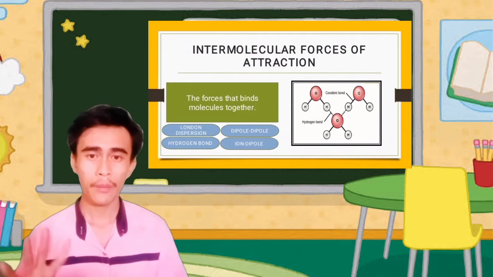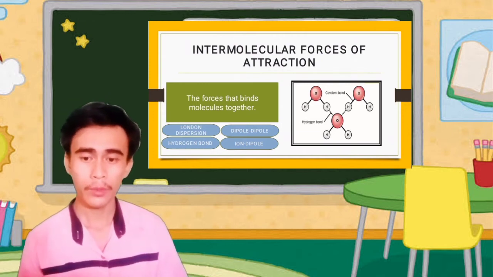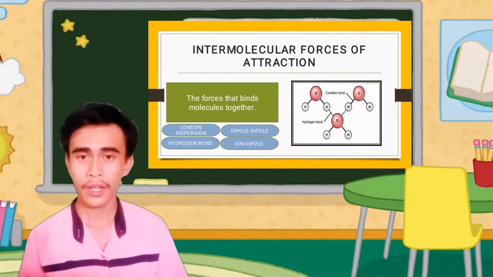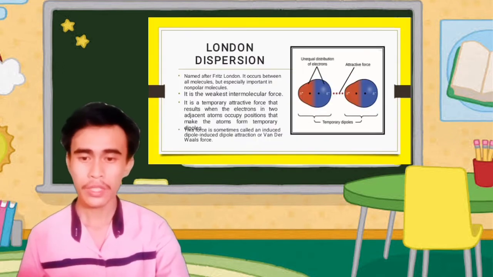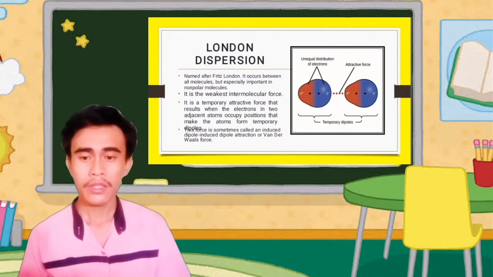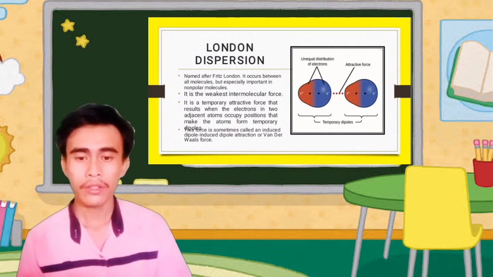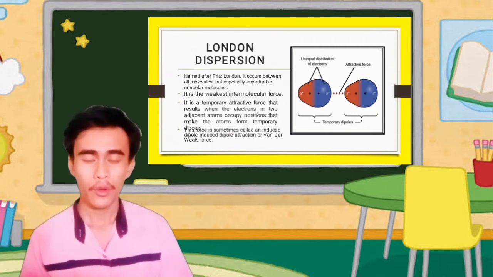So meron tayong apat na types ng intermolecular forces of attraction. The first one is the London dispersion. The second one is the dipole-dipole. The third one is the hydrogen bond. And the fourth one is the ion dipole. So let's proceed to London dispersion. It is named after Fritz London. It occurs between all molecules but especially important in non-polar molecules.